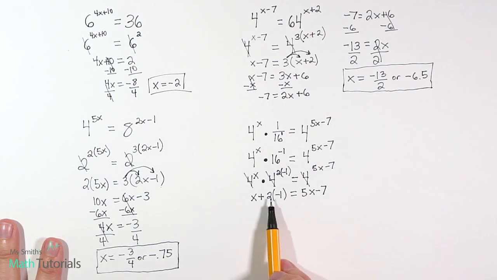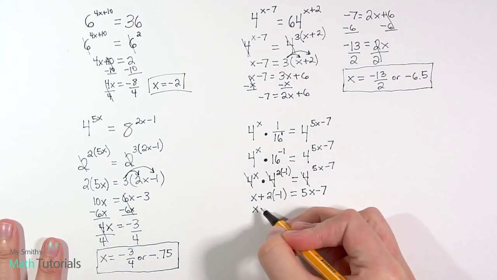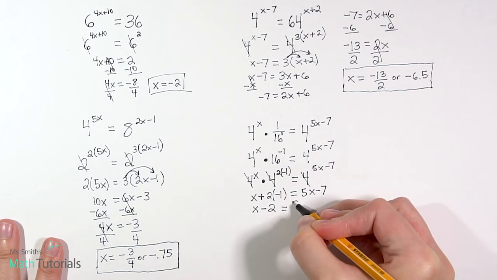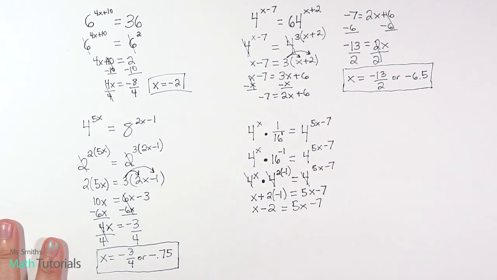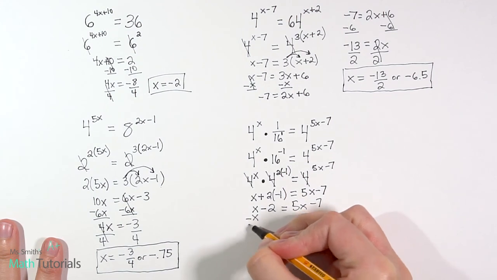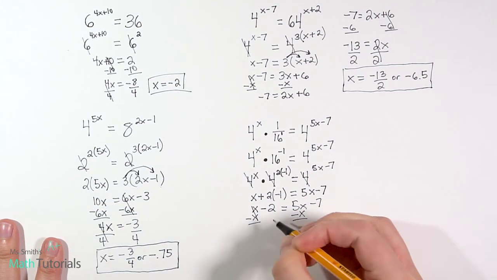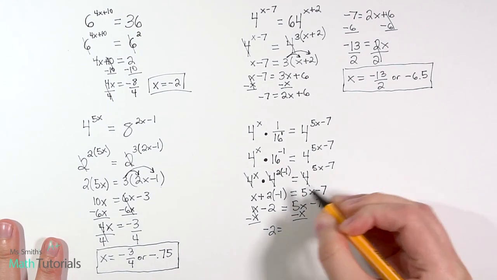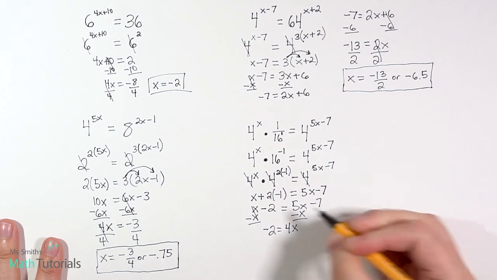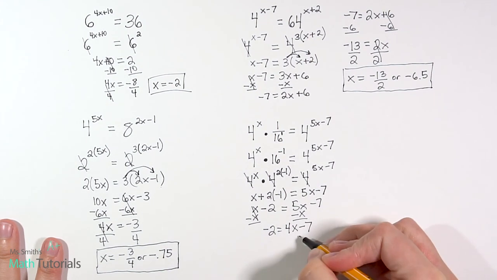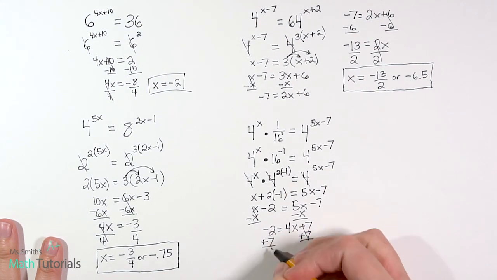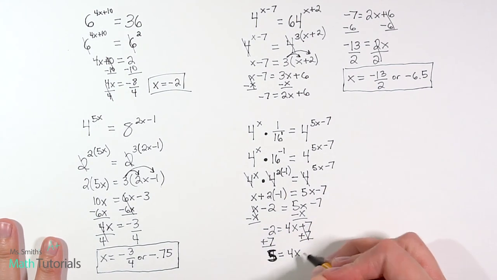So I want to go ahead and clean this up. 2 times -1 is -2, right? So that just becomes x minus 2 equals 5x minus 7. I want to take my lower x value and bring it to the higher x value. So I do that by subtracting x. And I've got -2 equals 5x minus 1x is 4x minus 7, and then I bring my constants together. So -2 plus 7, that's going to give me 5 equals 4x.